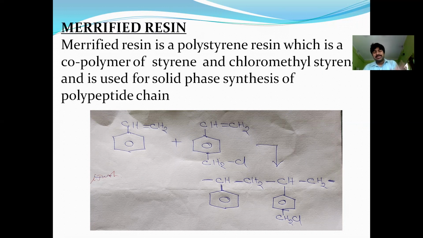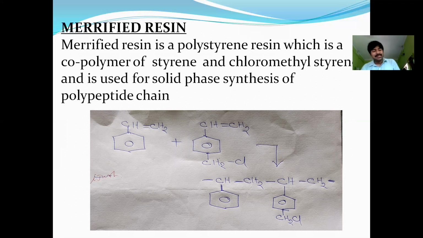পলিমার, styrene এবং chloromethyl styrene এর মিক্সচারের পলিমার, এবং এটা কি কাজে ব্যবহার করা হয়? অ্যামাইনো অ্যাসিড পেপটাইড solid phase peptide synthesis এ ব্যবহার করা হয়. So Merrifield resin is a polystyrene resin. It is the polymer of styrene and chloromethyl styrene and is used in solid phase synthesis of peptide.